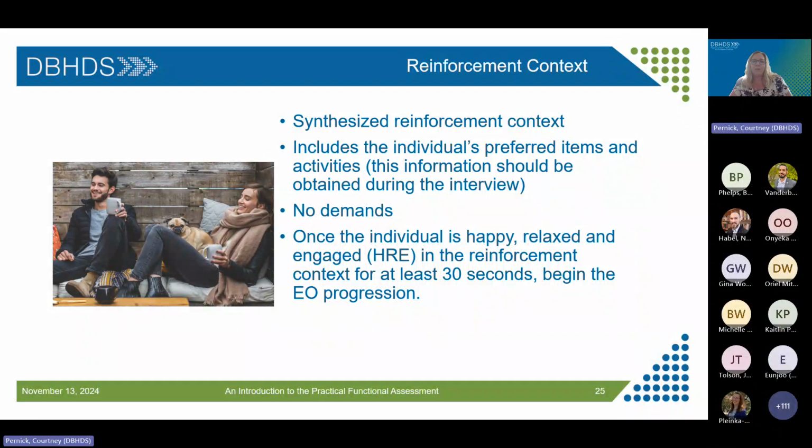You want to create an environment where the individual is happy, relaxed, and engaged. So what that looks like is they have a happy affect, they're showing a desire to be in the moment, they're calm, there are no signs of stress or anxiety, and there's actual engagement and participation in the activities. And while I mentioned a minimum time before switching context, time should not be the deciding factor for starting the EO progression. The decision should be based on the individual and how they are presenting.